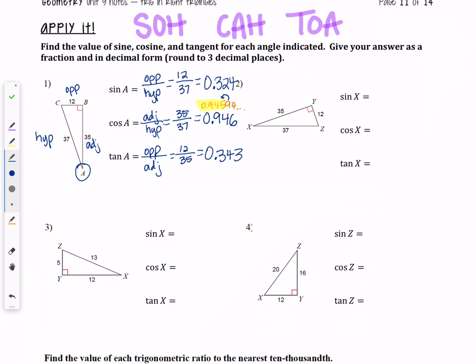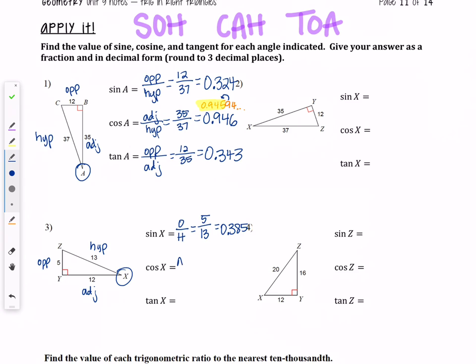Okay, so for those of you who would like number 3, this one says sine, cosine, and tangent of x. So I'm going to circle x. I'm going to label my hypotenuse, my opposite, and my adjacent. So sine, remember, and I'm just going to use letters this time, O over H, opposite over hypotenuse. So this would be 5 over 13. If I divide those, I get 0.385.